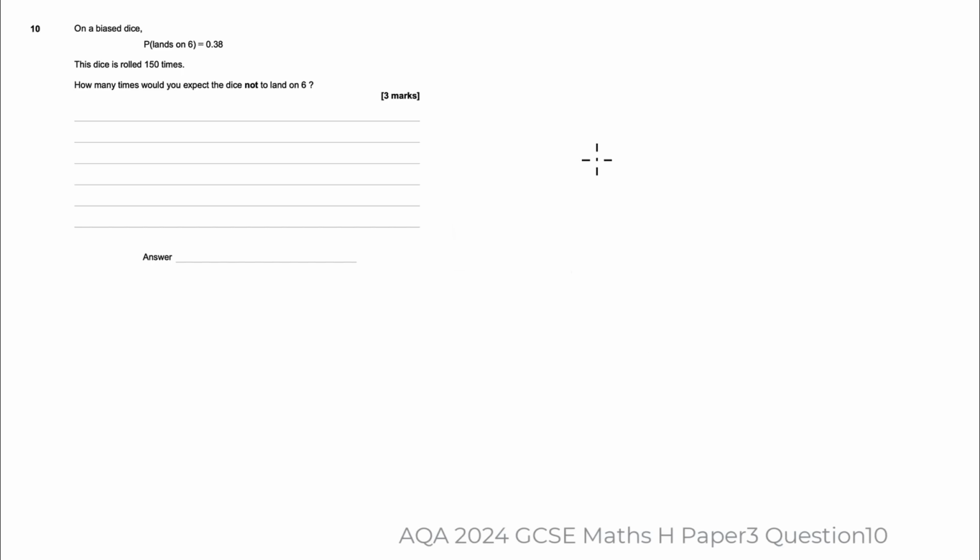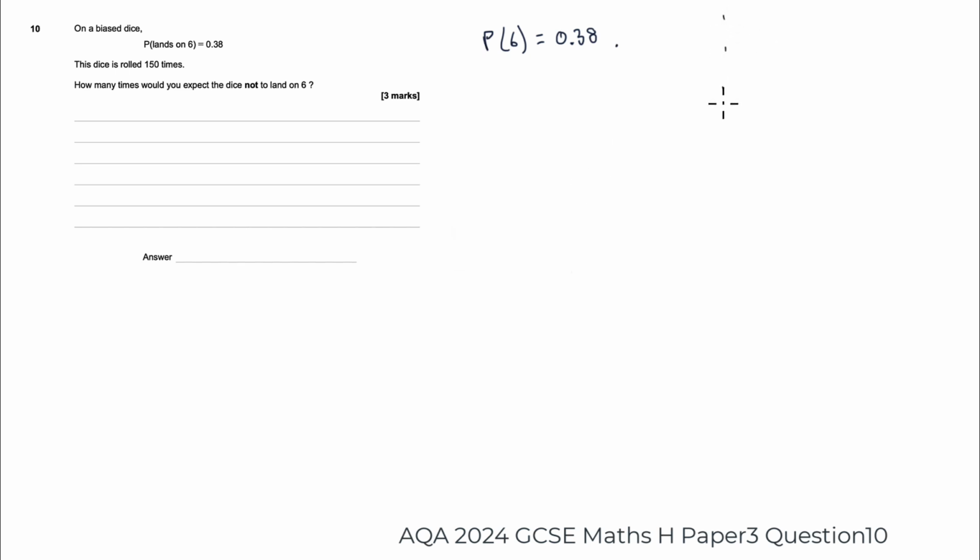Well, here's question 10. And we're rolling a biased dice. That means the chances of each of the numbers are not the same. Some numbers you're going to get more than other numbers, which is not normal on an unbiased dice. So it's a special dice, a biased dice. And we're told that the probability of rolling a 6 is 0.38.